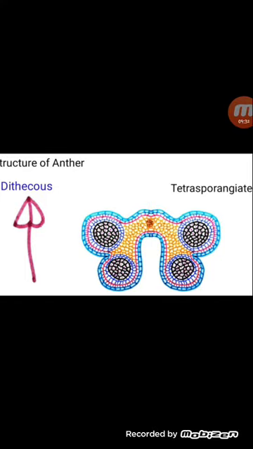Now this structure of anther, if you look, there are 1, 2, 3, 4. 4 means tetra. Tetrasporangiate. These black circles in between are the sporangia. How many sporangia can you see in this diagram? 4. So it is tetrasporangiate.